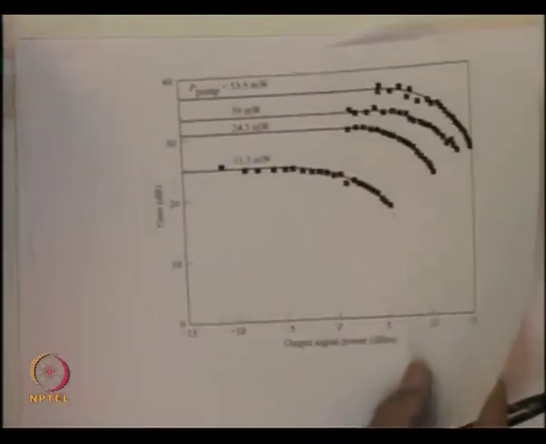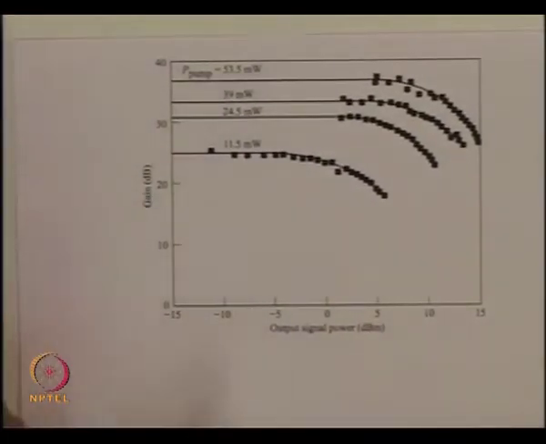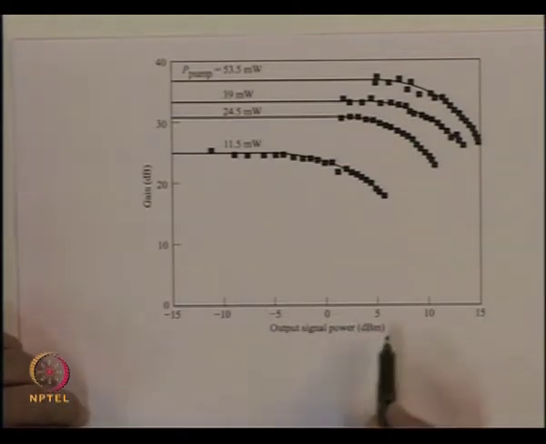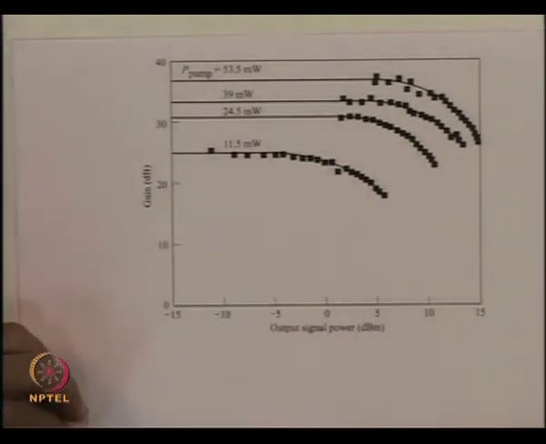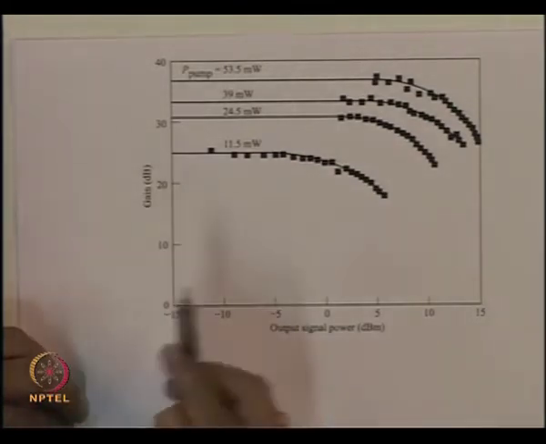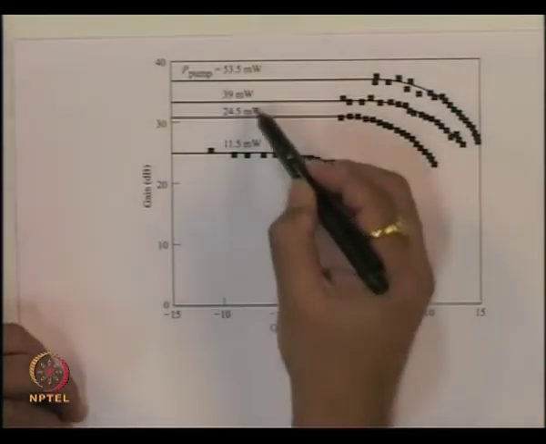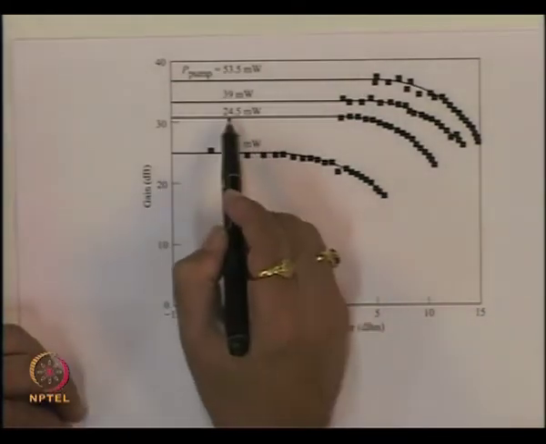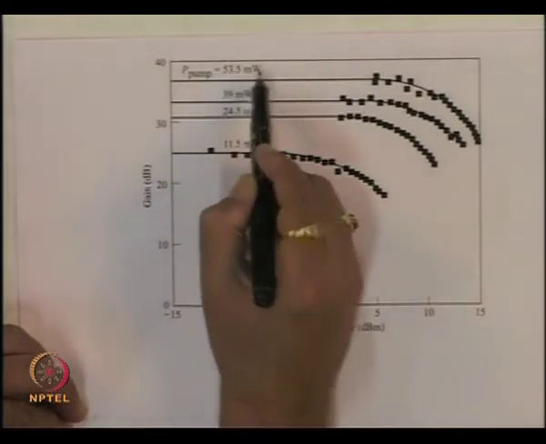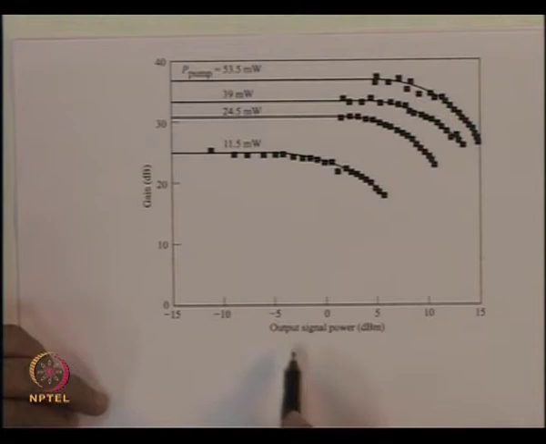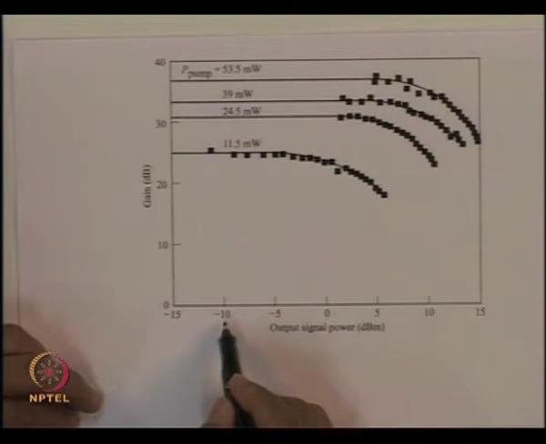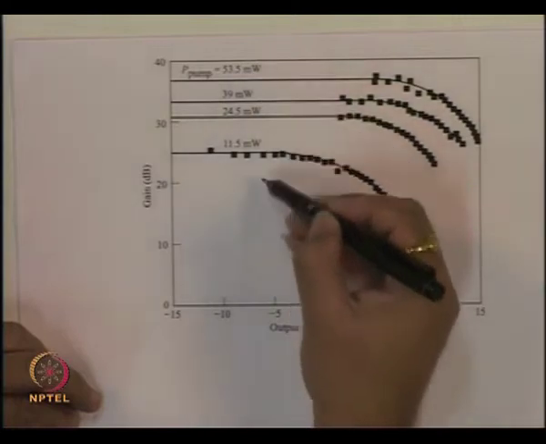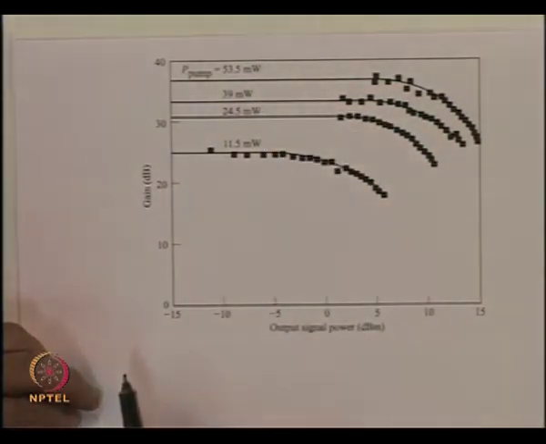Here is the characteristic which shows the gain saturation for the optical signal. So this is the input optical power and this is the gain. Again, as the pump power changes, these are different values for the pump. Here the pump is 11.5 milliwatt, here it is 24 milliwatt, 39 milliwatts, 53 milliwatts. And these are the input signal powers, minus 15 dBm, minus 10 dBm, minus 5, 0, plus 5, 10 and so on. So here we are talking about pump powers which are reasonably large.